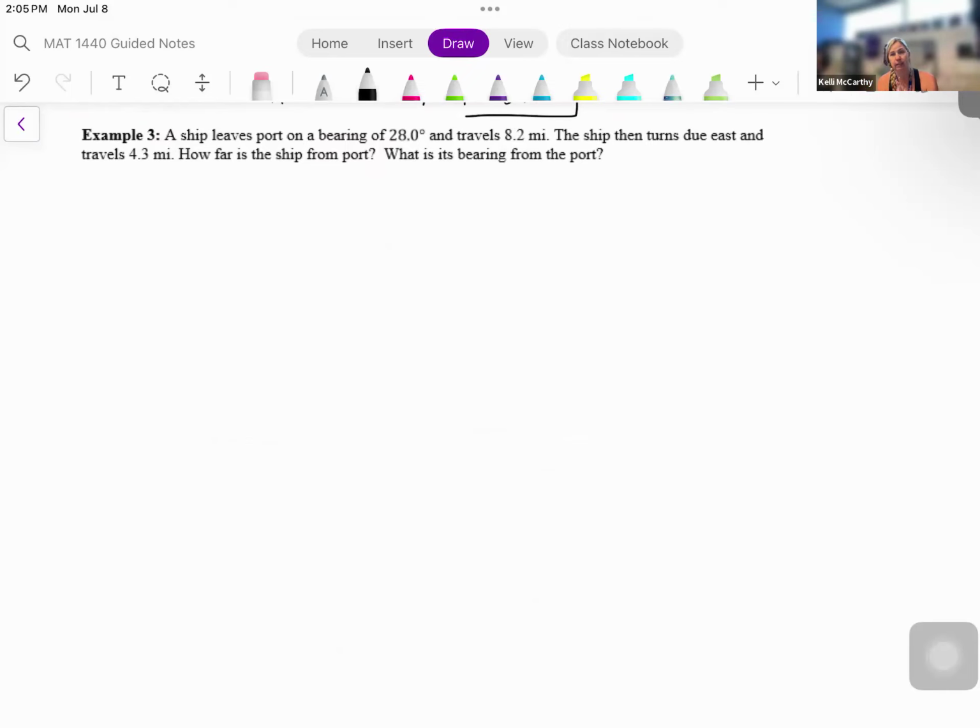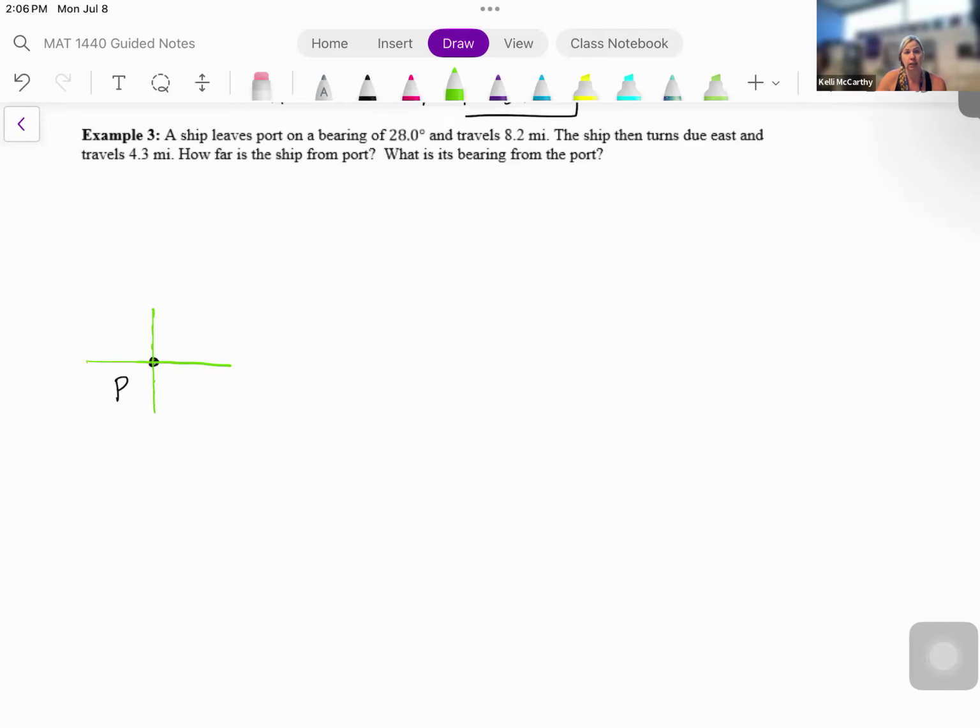So here we're going back to this method of bearings where all we're given is a degree. Remember that there's two ways to measure bearings. In this particular method, that 28 degrees, we're starting from due north and then measuring that angle in a clockwise fashion. So we're going to start by setting up our picture. We need our port. And on that port, I'm also going to draw my compass to help me set up my bearings. So there's my north, south, east, west.